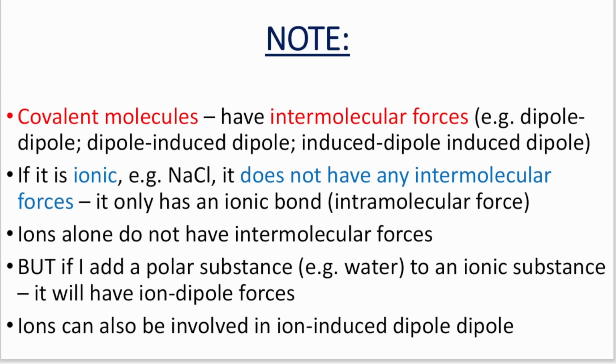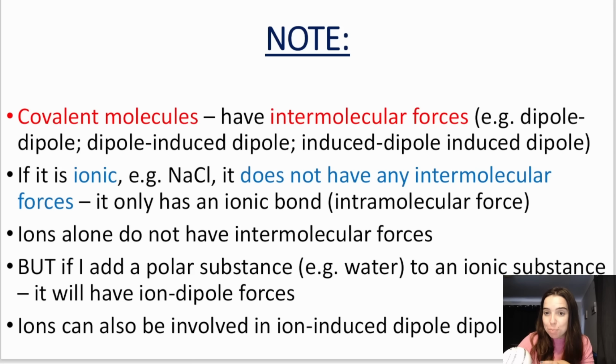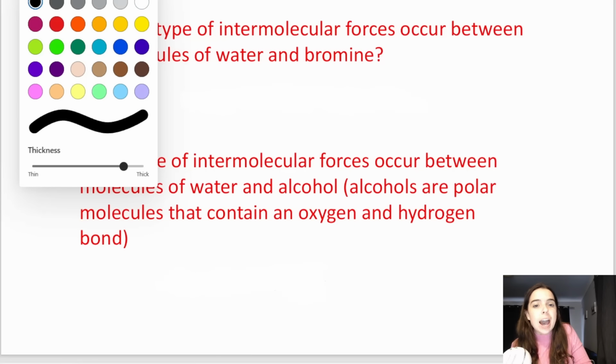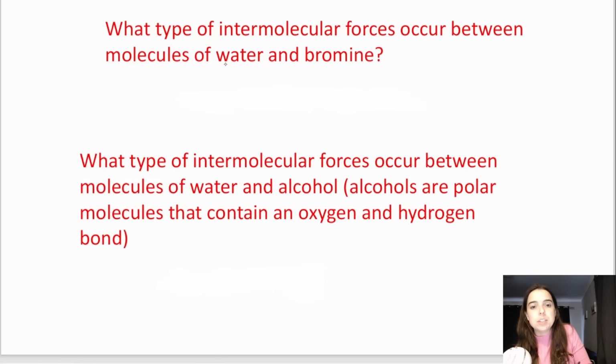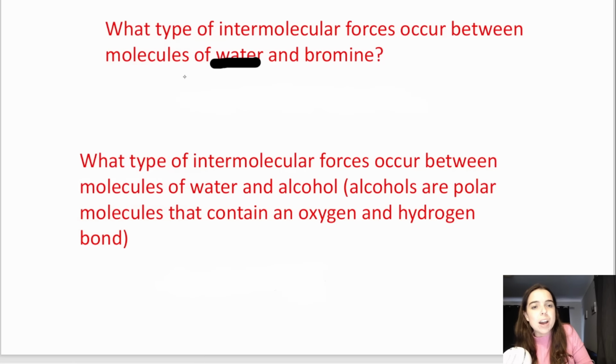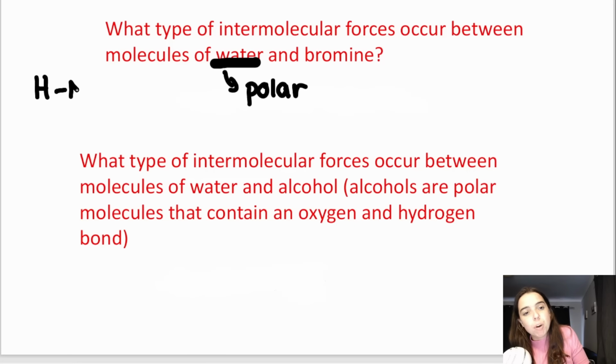Very, very important. And now I want to give you a few examples like we can ask you in your practicals or in your test. So let's see if you can name the correct intermolecular force. What type of intermolecular force occurs between molecules of water and bromine? So what you're going to have to do is determine water, is that a polar molecule or is it a non-polar molecule? I hope you know by now that water is a polar molecule, and it also actually has that H-NOF bonding.